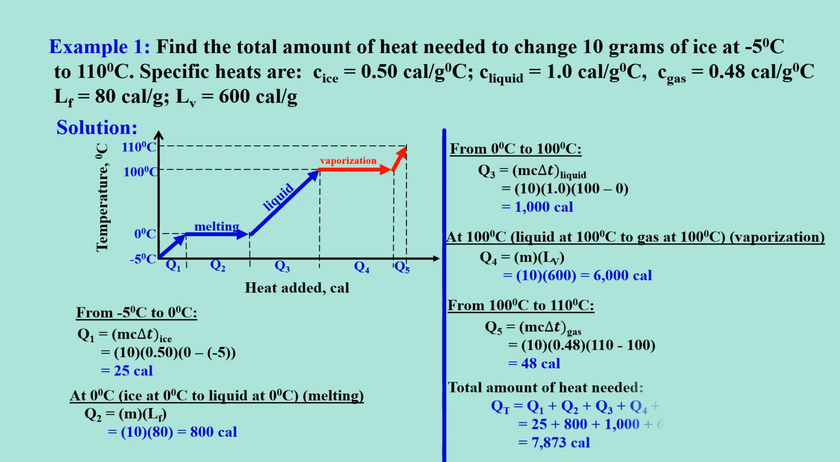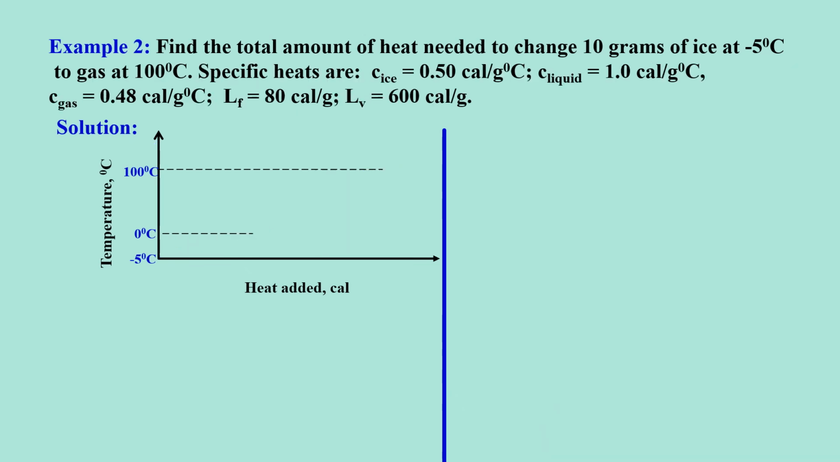Therefore, the total amount of heat needed equals Q sub 1 plus Q sub 2 plus Q sub 3 plus Q sub 4 plus Q sub 5. So substituting, we have 25 plus 800 plus 1,000 plus 6,000 plus 48 equals 7,873 calories.